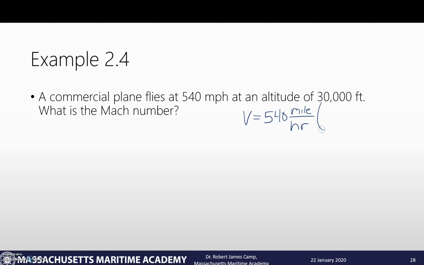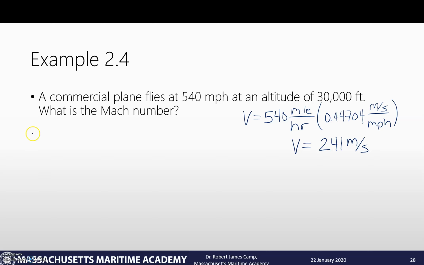So let's look into our book. Actually, in the engineering manual, we do have a meter per second, mile per hour conversion factor. And so if we use that, we will find that the velocity we're traveling at is 241 meters per second.